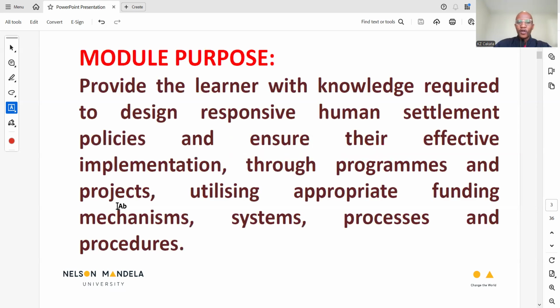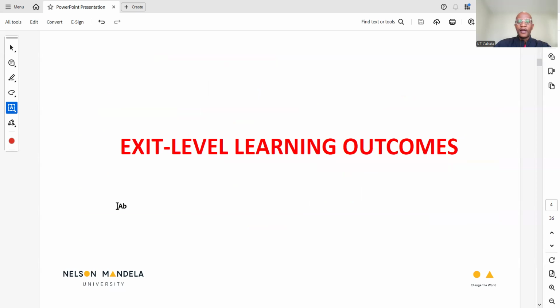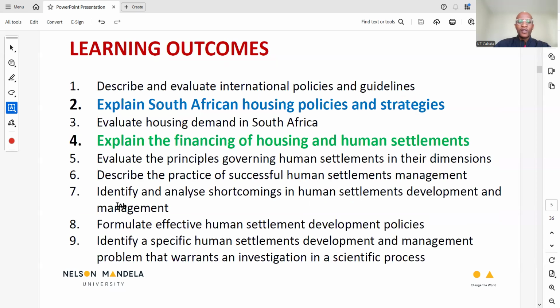So we have already gone through the purpose of the module: provide the learner with knowledge required to design responsive policies for effective implementation through programs and projects utilizing appropriate funding mechanisms, systems, processes, and procedures. Now, the exit level outcomes we have already gone through, but for the purpose of repetition and reminding ourselves as we edge closer to test two and the final exam in November, they are as follows here. You may pause this video for the purpose of time.